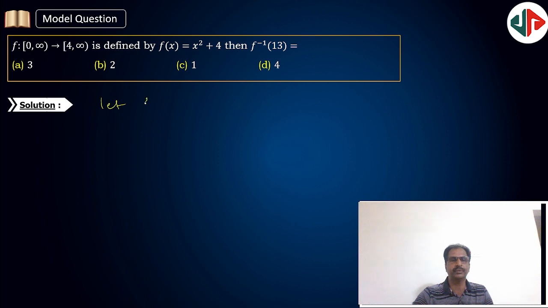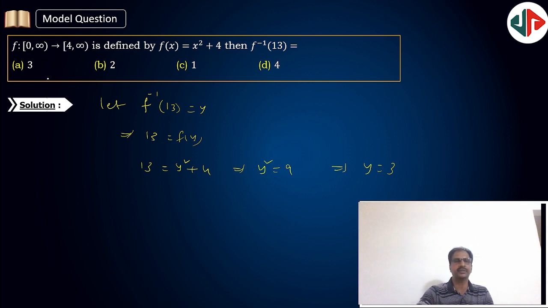Next, f of x is given, you have to find f inverse 13. As I said, the procedure for finding f inverse is take it as y. So 13 will be f of y. What is f of y? As per the function given, y square plus 4. From this, y square is equal to 9. Y, don't say plus or minus 3, only you should take positive values, because for f it is given as 0 to infinity. So y is nothing but f inverse 13, which is 3.